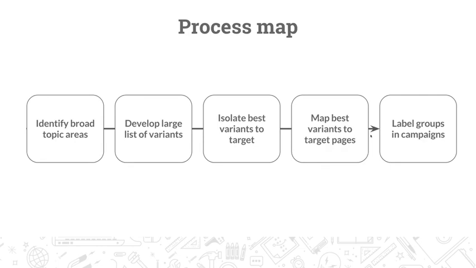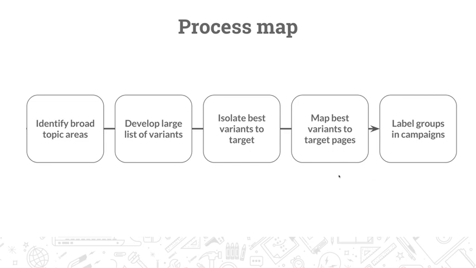Here's a broad overview of this process, for connecting the keywords and your strategy development into what you track in the campaigns. You identify broad topic areas. You then develop a large list of variants, 400 to 500 different keyword variants for a given topic area. Isolate those best variants using the filtering tools as much as possible. And then map the best variants to your target pages, making sure that you bring a lot of those variants over into your campaign so you can label them and track them as a group and see where your pages are ranking across that whole topic area.